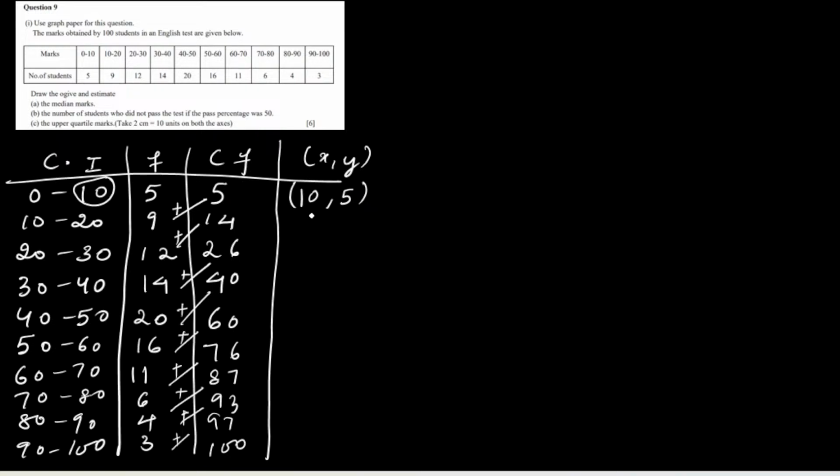The second one, again the upper limit of the class interval, is 20. Upper limit is 20 along the x-axis and 14 the cumulative frequency. Don't take the other frequency. We have to take the cumulative frequency. So 20 comma 14. The next one, again the upper limit, is 30. Upper limit is 30, comma, the cumulative frequency corresponding to that, 30 comma 26.